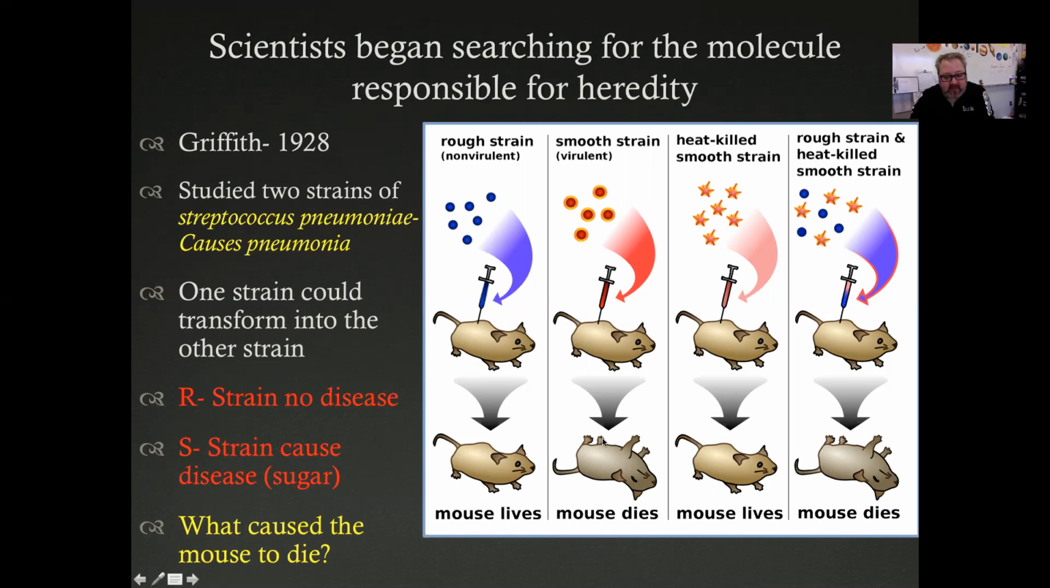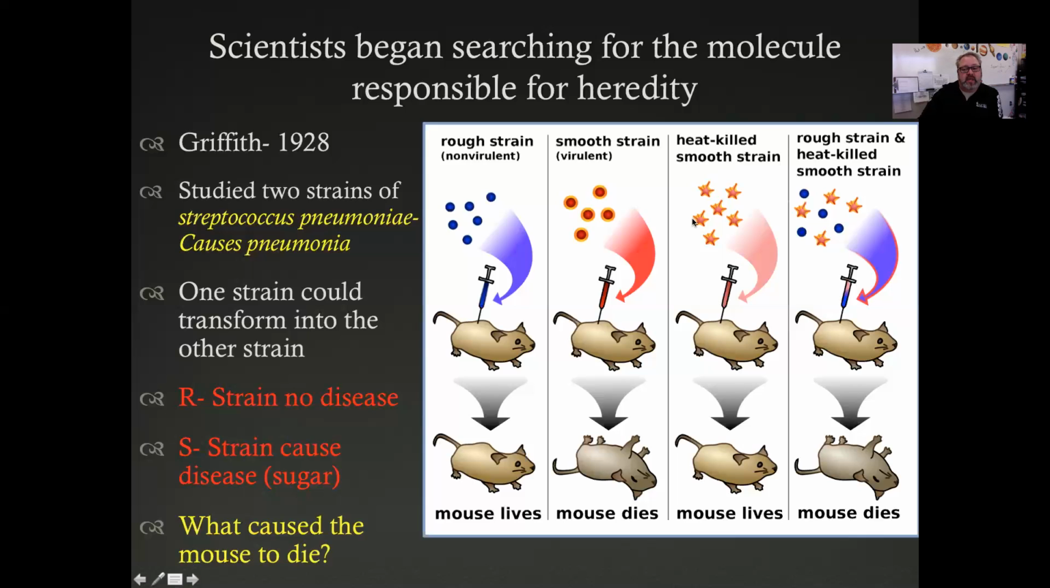The next group, he takes the smooth strain, which is the virulent strain, injects the mouse, and the mouse dies. Then what he does is he takes that same smooth strain and kills the bacteria with heat. The structure of the bacteria is still there, but it's just not alive anymore. He injects the mouse with the heat-killed bacteria, and the mouse lives.